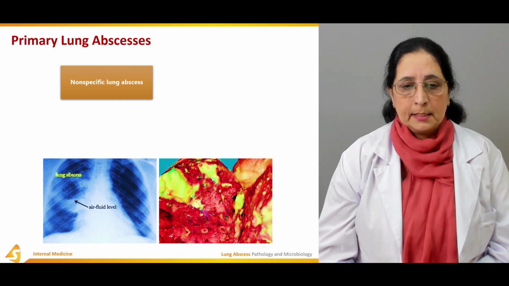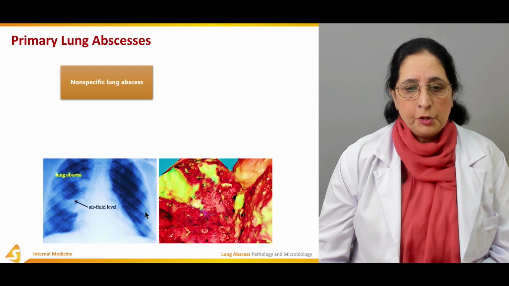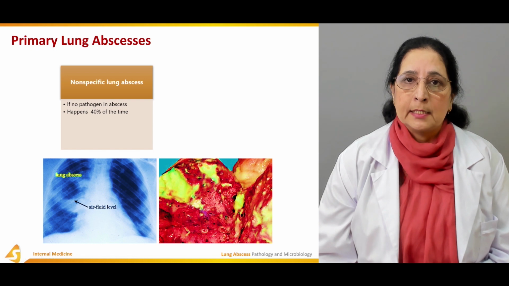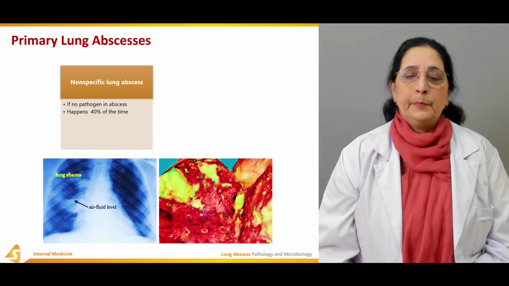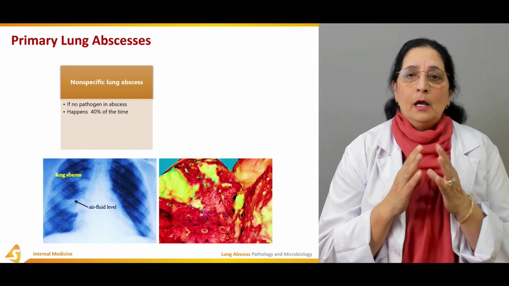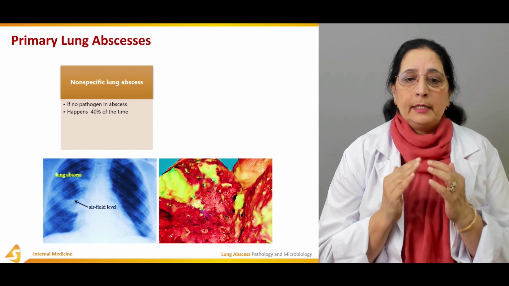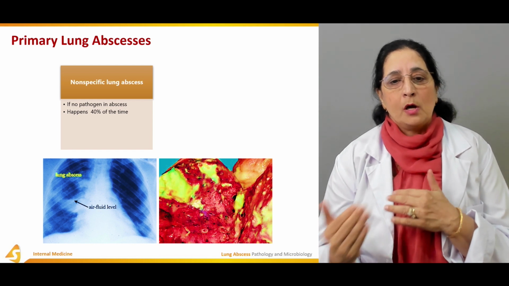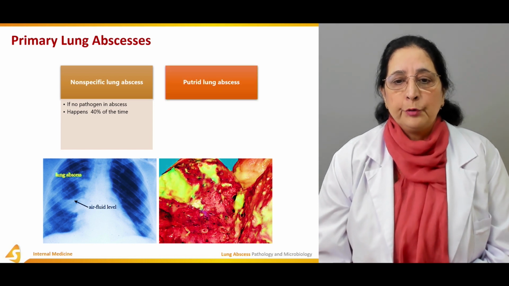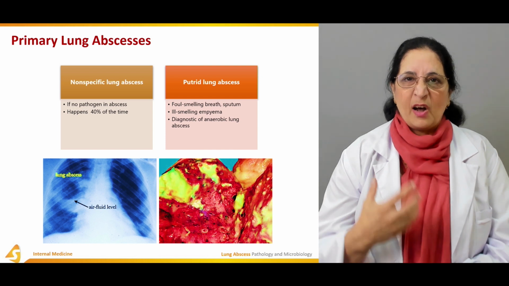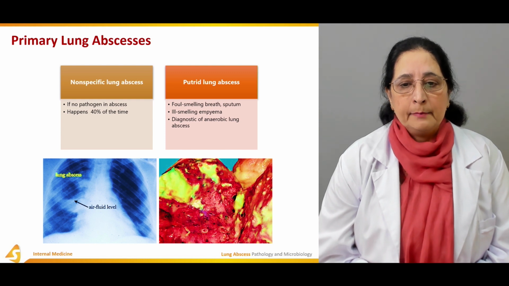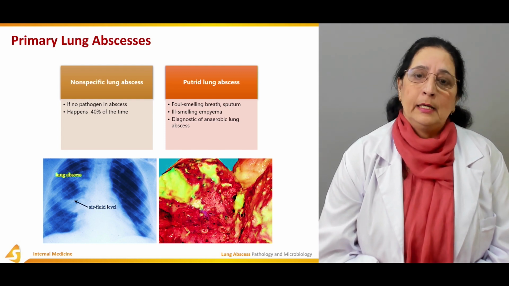Non-specific lung abscess. So primary lung abscess can be non-specific lung abscess if no pathogen is present in the abscess 40% of the time. No microbial organism is found on the culture, and this is known as non-specific lung abscess. Then we have putrid lung abscess, which has foul-smelling breath, sputum, ill-smelling empyema, diagnostic of anaerobic lung abscess.